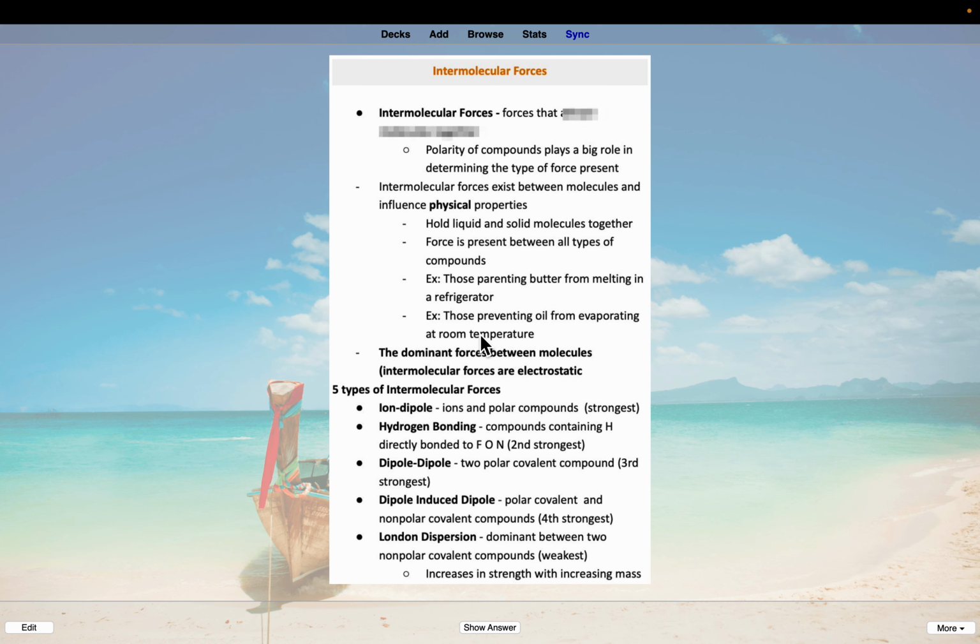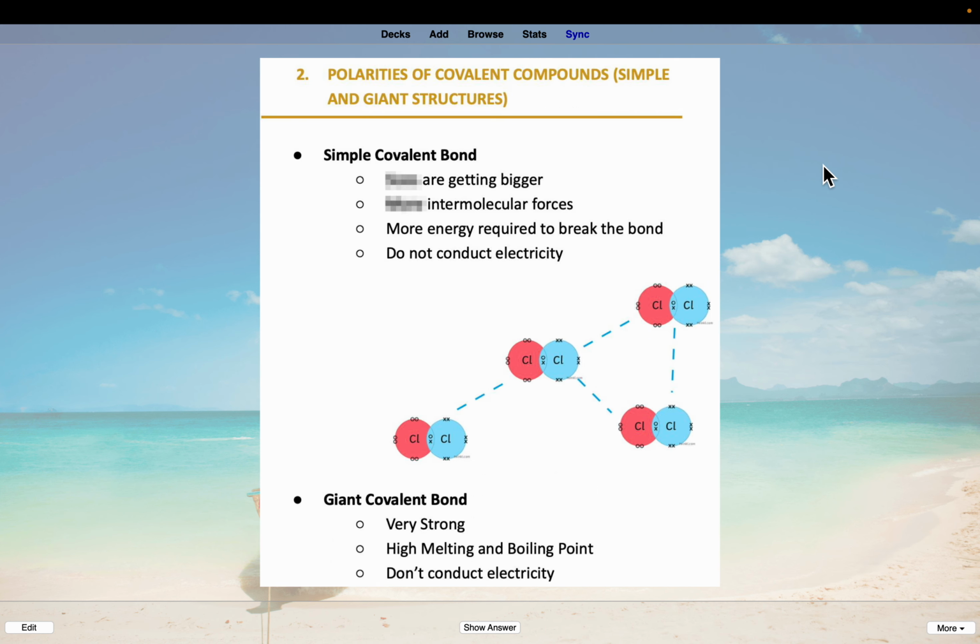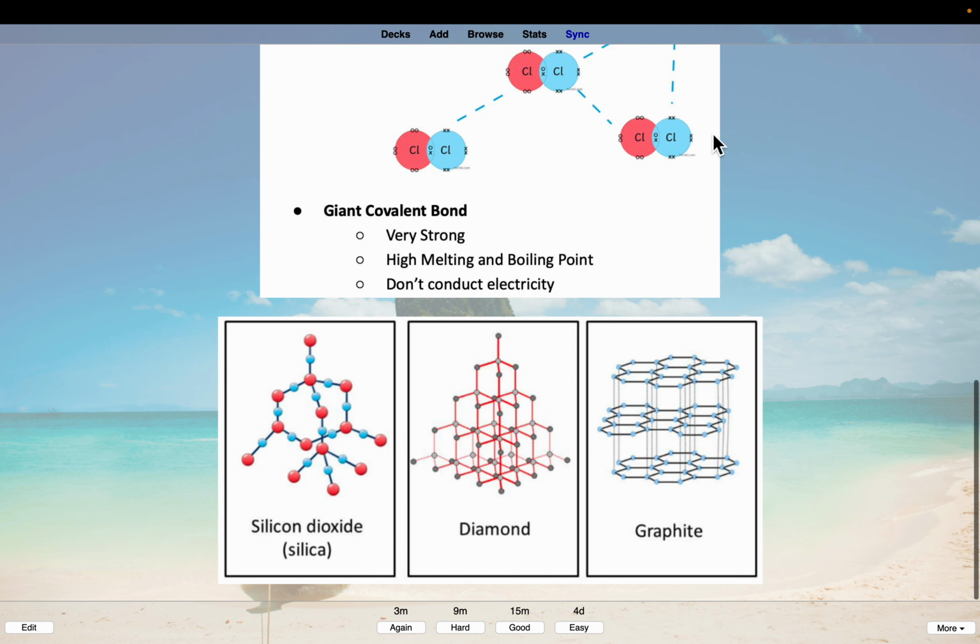Intermolecular forces, the 5 types. Ion dipole being the strongest, London dispersion being the weakest. Intermolecular forces are forces that attract molecules together. So we're talking about bonds in between the molecules. For intramolecular forces, we're talking about the force or the bond within a specific molecule, not in between two molecules.